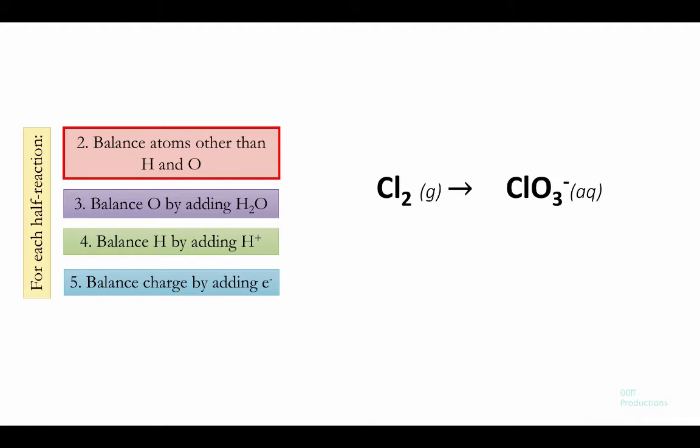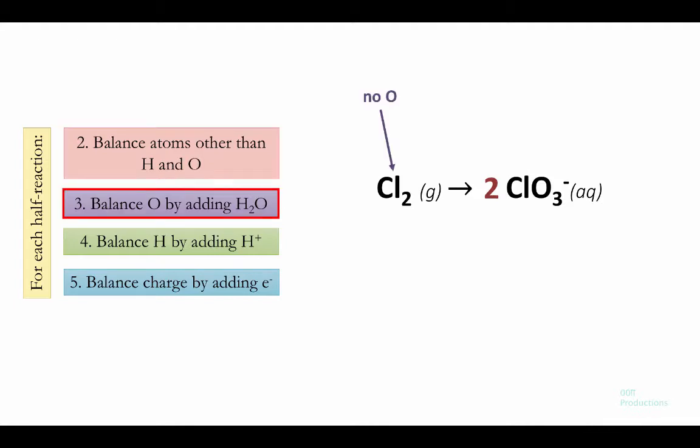Let's look at our chlorine half reaction. Do we have a balanced equation here? Well, we have 2 chlorines here. We only have 1 chlorine over here, so we obviously need a factor of 2 on the product side. Now let's balance the oxygens. We have no oxygens here. We have 6 oxygens on the right side because each of those chlorate ions has 3 oxygens. So we're going to have to add 6 waters to the reactant side.